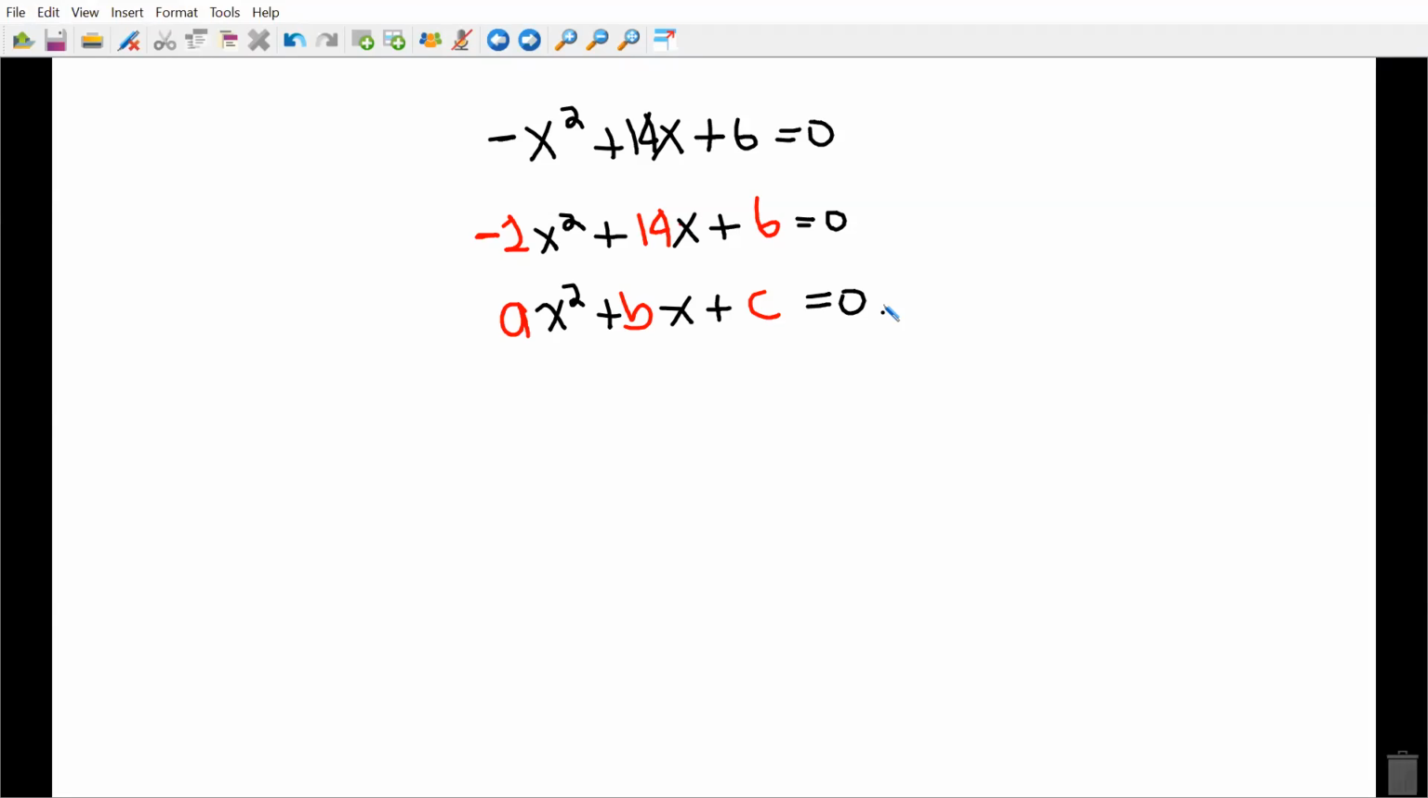So in that order of ideas, what is the value of A, guys? Negative 1. And B? 14. And C? 6.